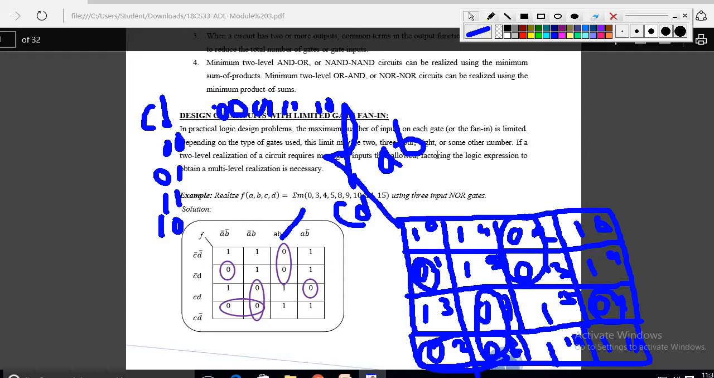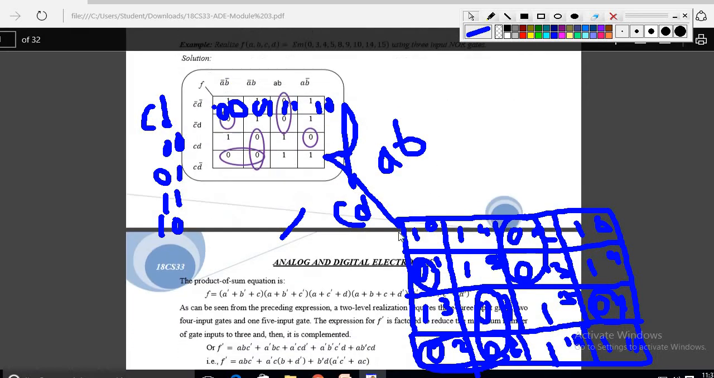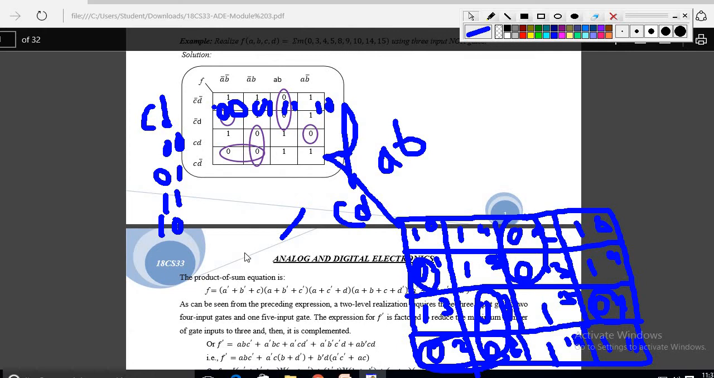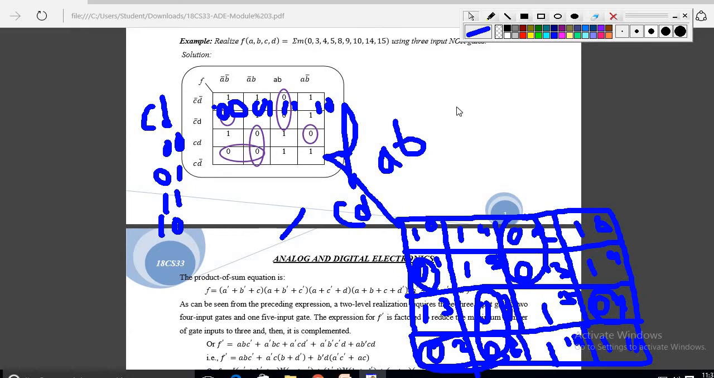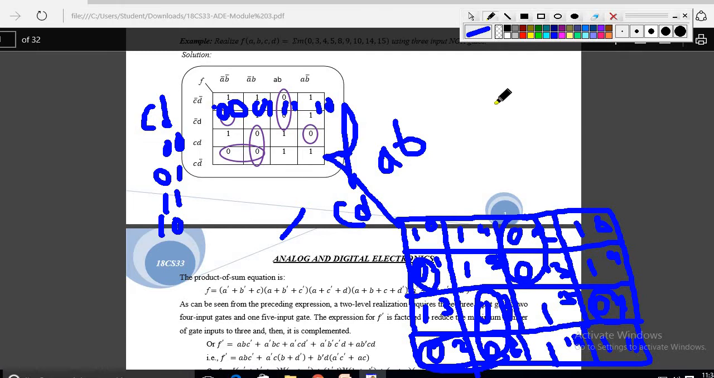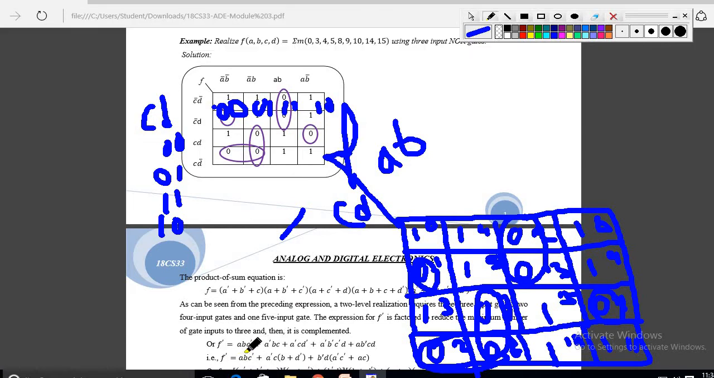So like that, in terms of POS, if you write, it will be A bar plus B bar plus C. But if you write in terms of sum of product, it is directly ABC bar. Directly I have to write ABC bar. Here C is there, here no. That is the difference between the SOP form and the POS form.